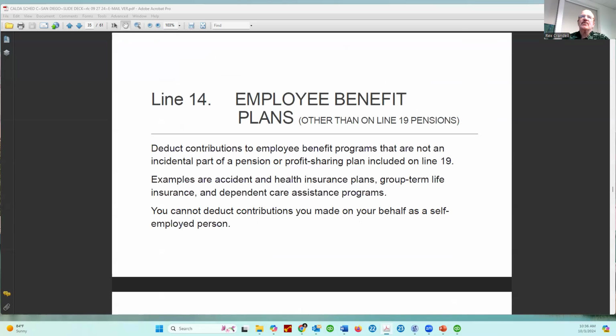Line 14, Schedule C, employee benefit plans. These are other than expenses you wrote off on line 19 for pensions. Deduct the contributions to employee benefit programs that are not an incidental part of a pension or profit sharing plan included on line 19. Examples are accident health insurance plans, group term life insurance, dependent care assistance programs. You cannot deduct the contributions you made on behalf of yourself as a self-employed person on the tax return.